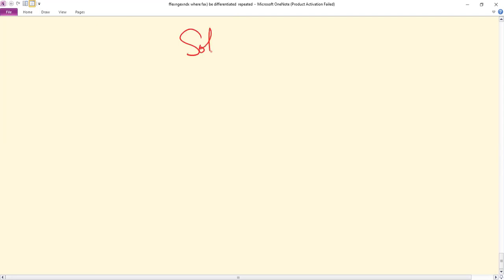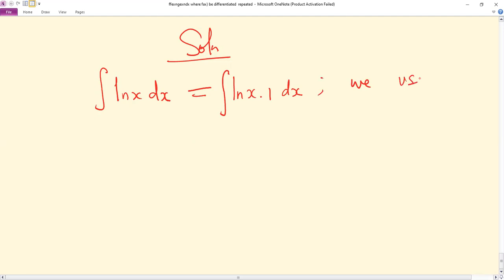So solution, integral of ln of x dx. One thing that we observe is that this can be written as ln of x times 1 dx. Therefore, we use the integration by parts formula to get the solution.